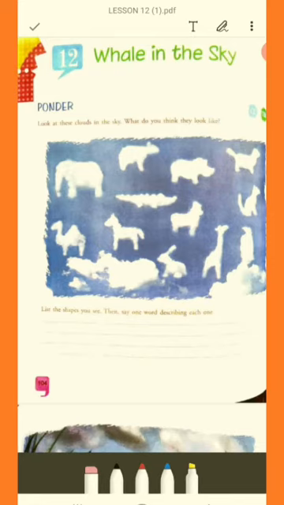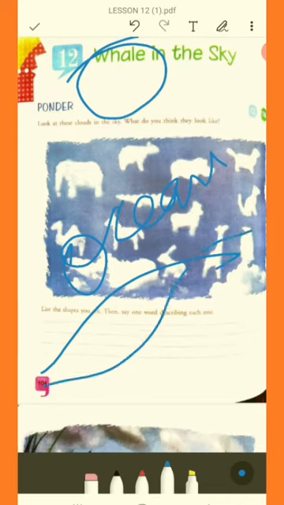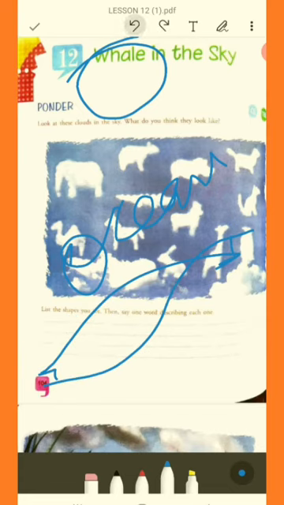Today, let us take up the 12th lesson of the English course book, Days, with the lesson being named Whale in the Sky. You know whale, right? The largest mammal on earth. Lives in oceans and seas, right? It's not a fish, actually. Something like this, bluish in color, black also.